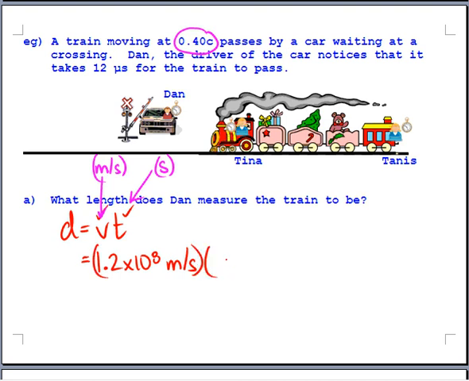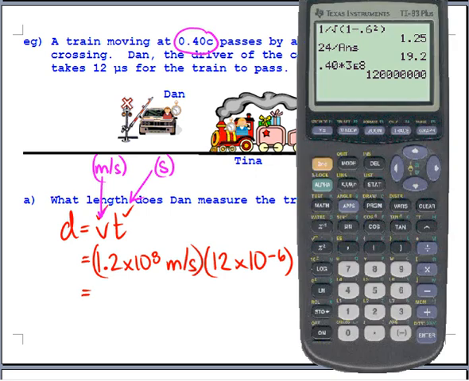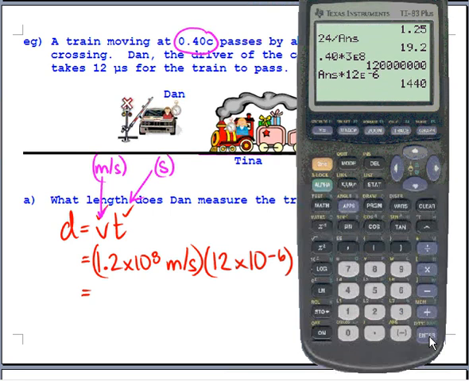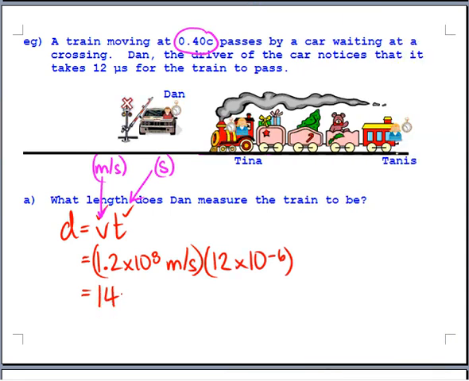And then 12 microseconds, the easiest way to get that into seconds, you can go to your formula sheet and you can see that the exponent on micro is 10 to the minus 6. I tried to come up with a semi-realistic amount of time for how long it would take for a train to go past you if it was traveling at 40% the speed of light. And if we throw those numbers into our calculator, times 12, exponent negative 6, that train, according to Dan, is 1,440. We'll go with chemistry rounding there, m for meters. So there is the length according to Dan.